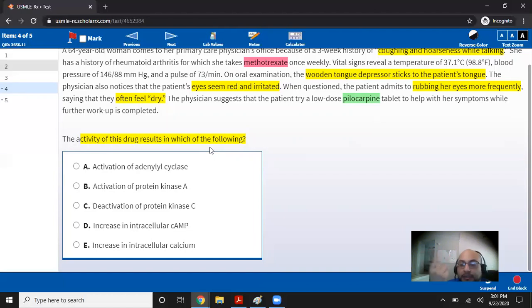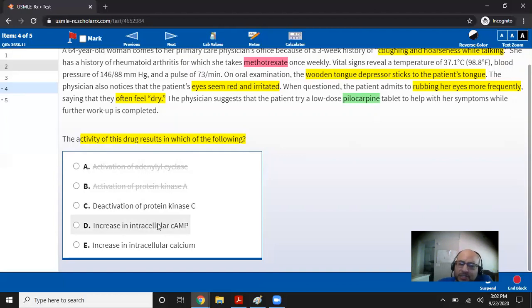Oh, M1. Cuties have one M&M, right? So that's that E sound. So I start eliminating. Adenylate cyclase doesn't sound like EEE. Protein kinase A doesn't sound like EEE. Deactivation of protein kinase C, is it deactivation? It's not deactivation, but it does sound like E.